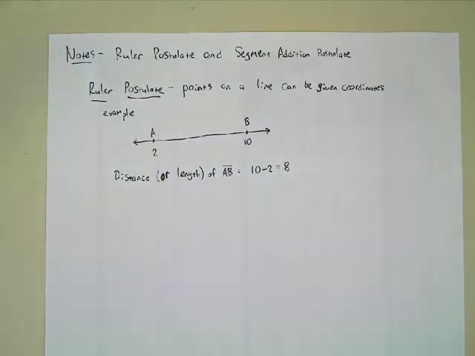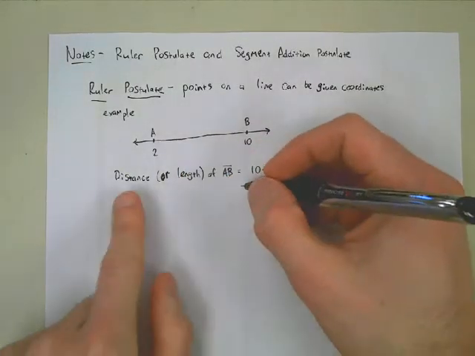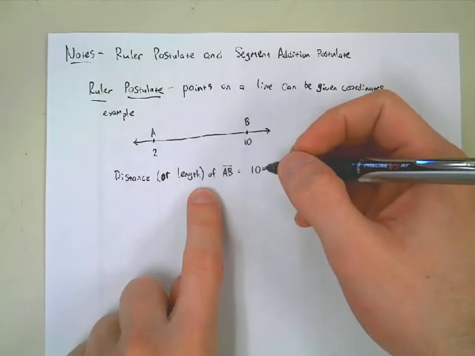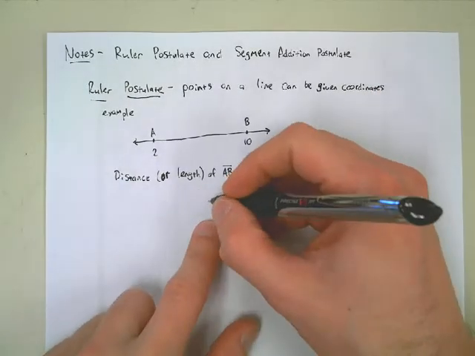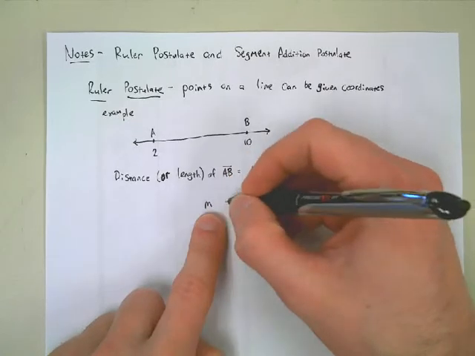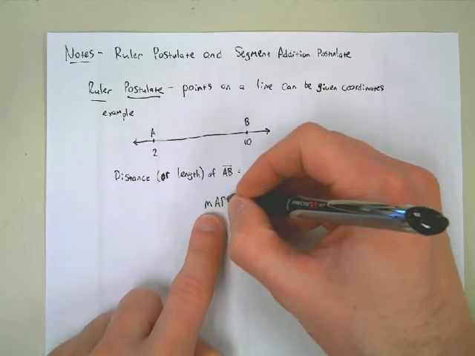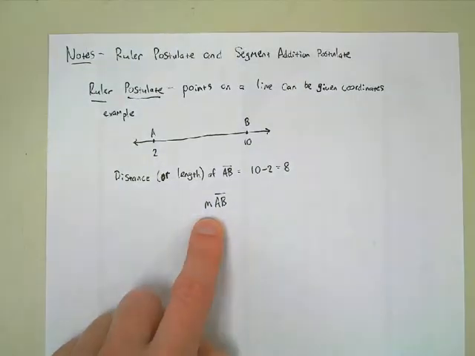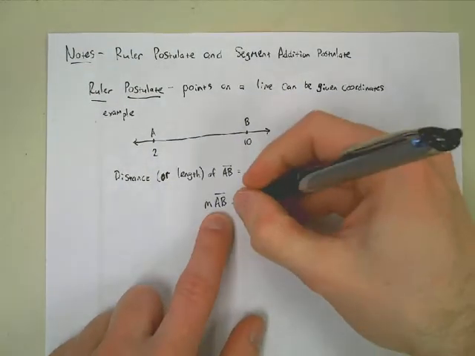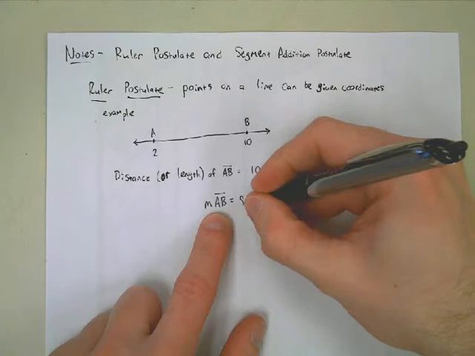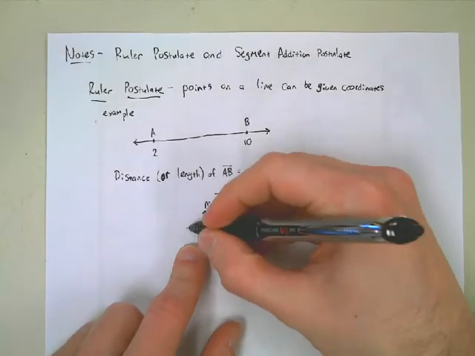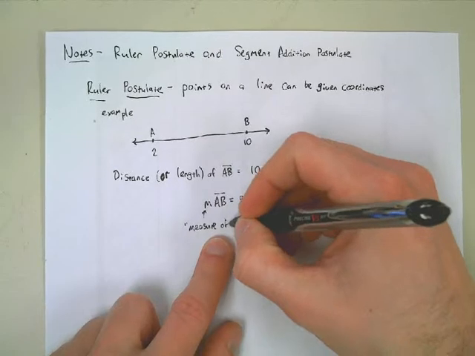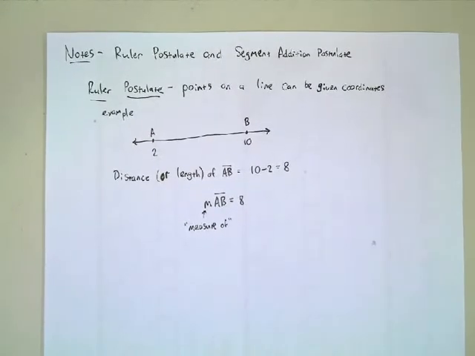Another way we can say that, instead of saying this whole big phrase, in math we like to make things as simple and concise as possible. You put a little m next to the AB like that, and that stands for the measure of segment AB, and again, that's 8.